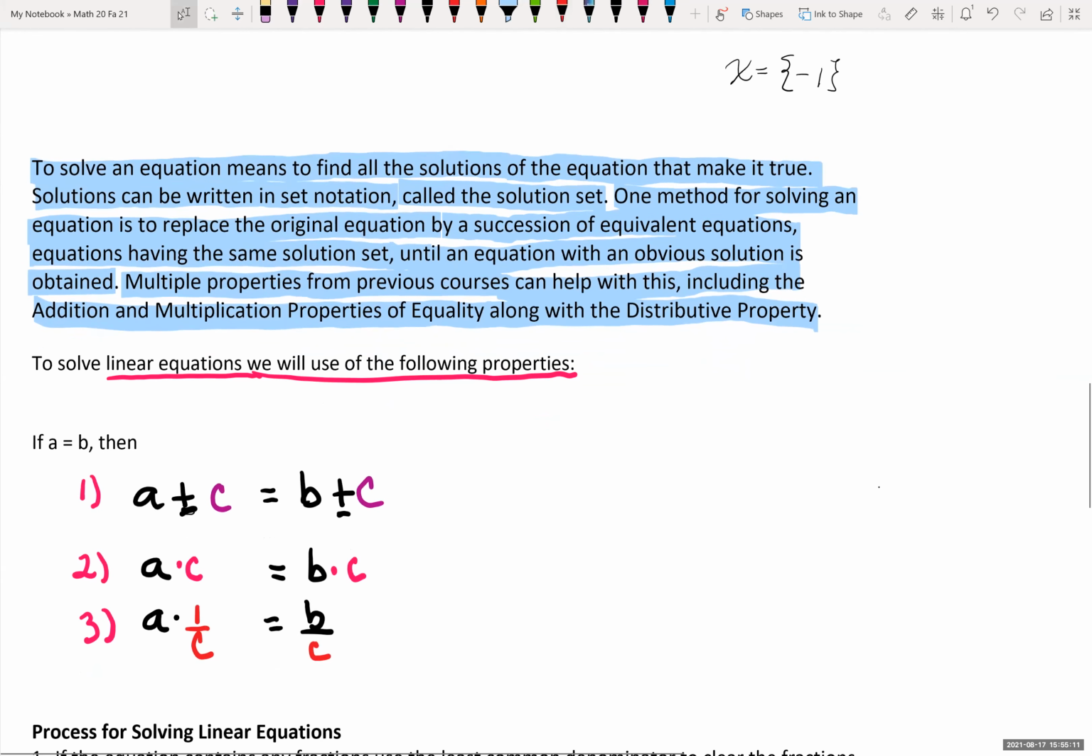Okay, so that was just talking about some different terminology, different types of equations that you can have, and then the steps and processes of going through solving linear equations. So let me pull up some examples.